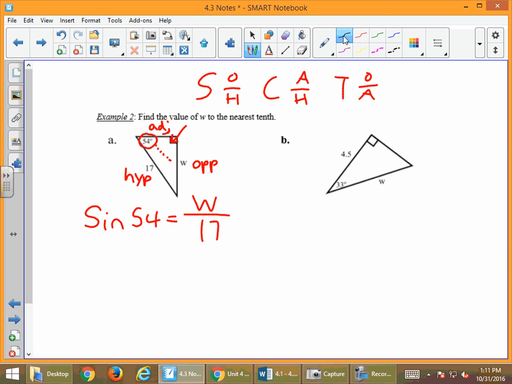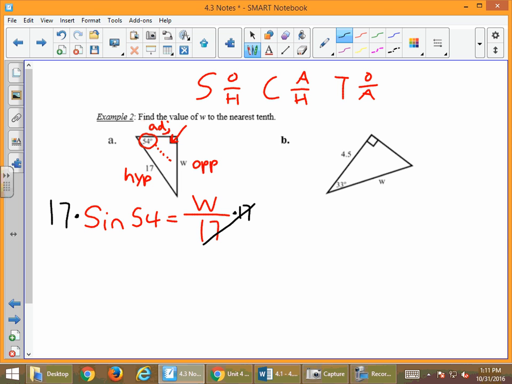Now, thinking about your knowledge, what do you think I would do as my next step to solve to get W by itself? Before you put in your calculator, what is my step before I can do that? How would I solve an equation that looks like this? Multiply. Multiply by what? No, not multiply W. I need to get W by itself. This is dividing by 17, so the opposite would be multiply by 17. There you go. The 17s will cancel out. Now, this is where you can type it in your calculator.